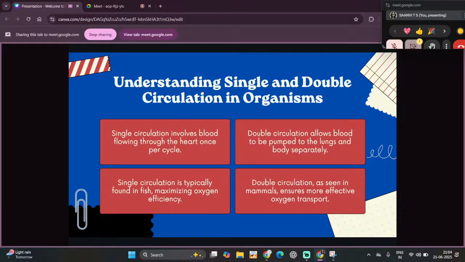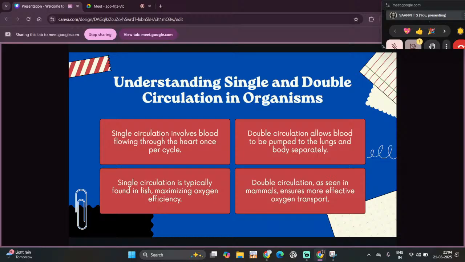So, for mammals, for example, why is it that we need more effective oxygen transport? We have such a huge body, and our major goal is, of course, maximizing oxygen efficiency, but also ensuring that all that oxygen reaches all parts of our body. You can think of it this way.